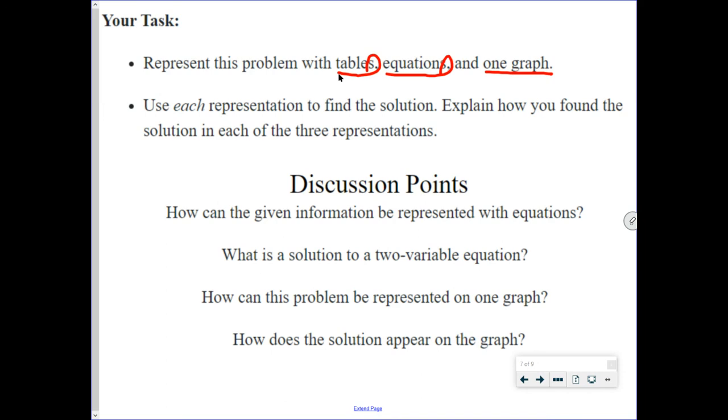So, discussion points. How can the given information be represented with equations? What is a solution to a 2-variable equation? How can this problem be represented on one graph? And how does the solution appear on the graph? So that is your task. That's what you're going to do, okay?